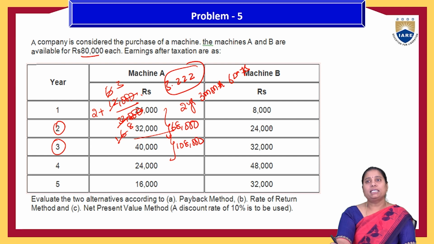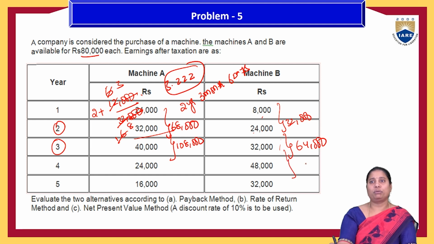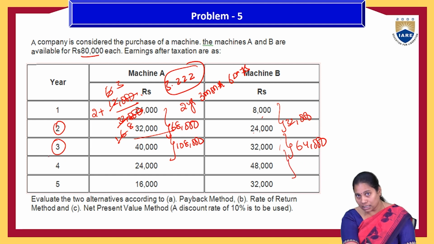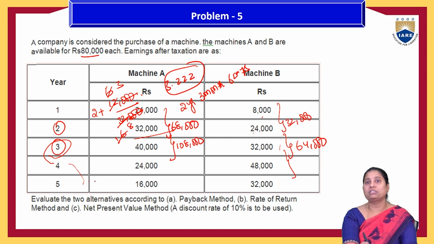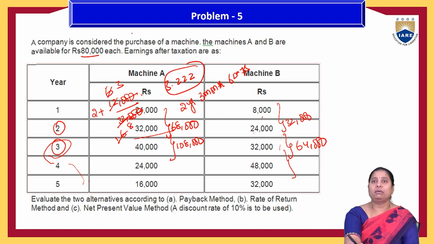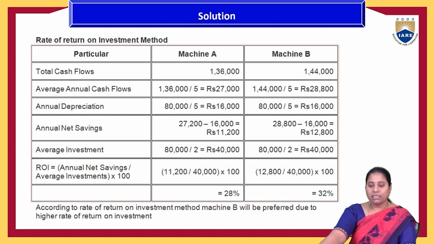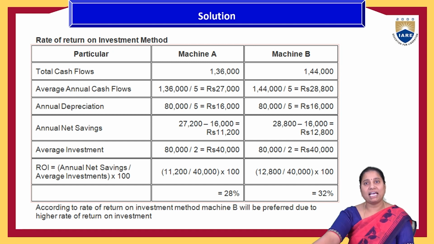And here it is 24,000 plus 8,000, which means 32,000 they are going to get. And for machine B it is more than this, obviously it is increased to 3 years. So as per the payback period, machine A is better than machine B.